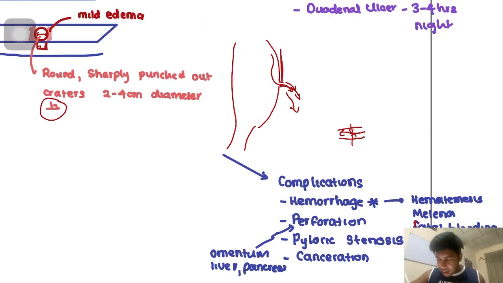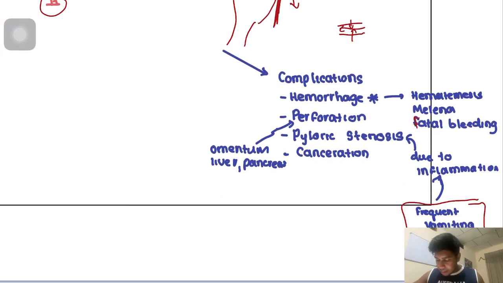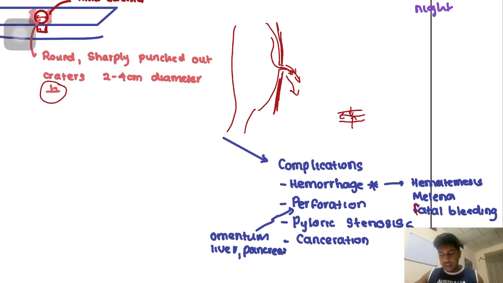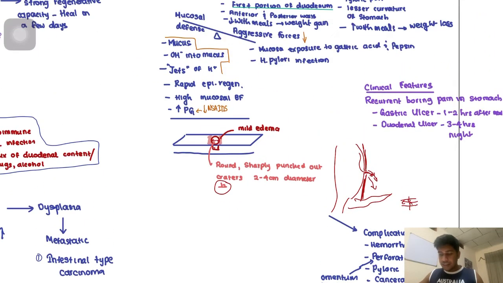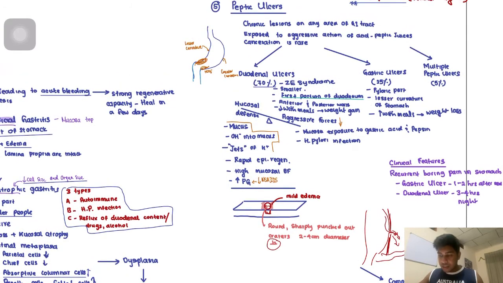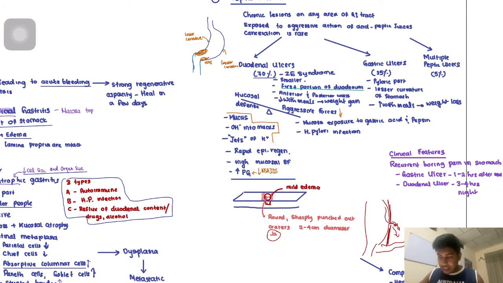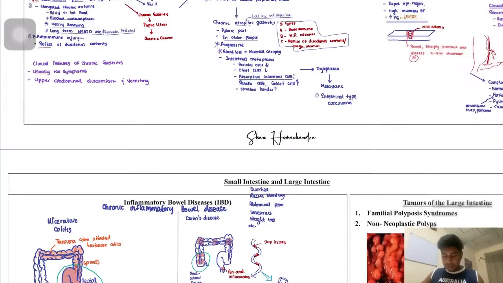This is what I said here, of the omentum, liver, pancreas. It's going to burn everything, like I said. Then it increases the risk of canceration. It increases the risk of canceration, but the risk is rare. Okay.